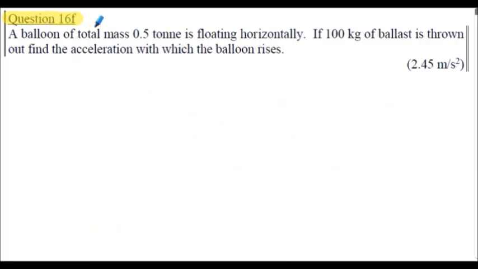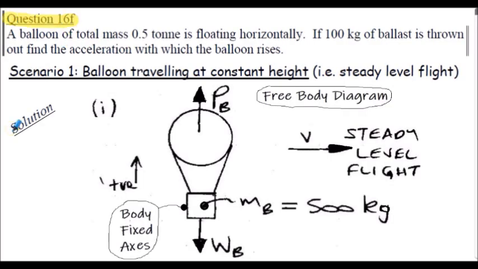Question 16F, repeated for convenience, relates to a balloon in this case. And question 16F, here's the beginning of the solution. Considering the first scenario here, the balloon travelling at constant height, so steady level flight. There's no acceleration in this particular situation, so I don't need my inertial force applied to the free body diagram shown here. So the forces applied are the upthrust from the balloon, PB, and the weight force from the balloon, which I can calculate knowing the mass of the balloon. It's 0.5 ton or 500 kilograms.